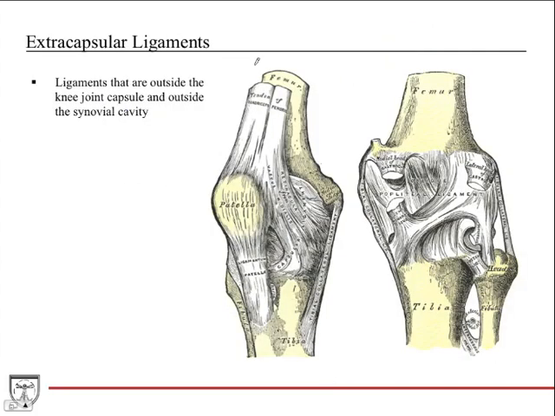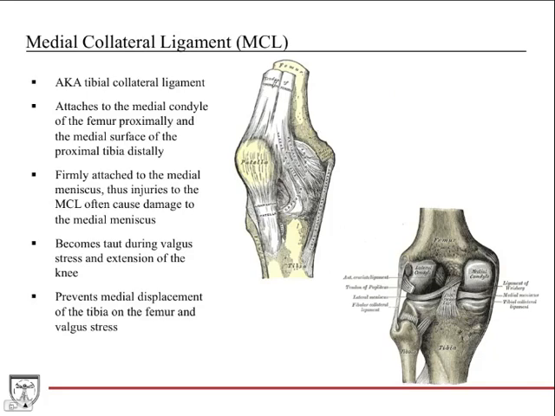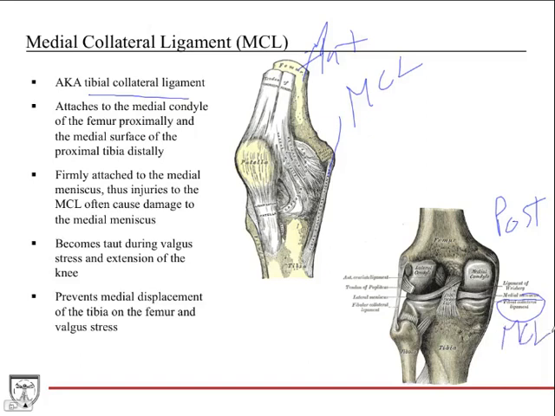So the extracapsular ligaments are ligaments that are outside the knee joint capsule, and they're outside the synovial cavity. So even this entire capsule of the knee, these ligaments are on the outer portion of that. First, the medial collateral ligament, or the MCL, also known as the tibial collateral ligament, because it attaches from the femur to the tibia. And as you can see right here, here's your MCL. This is an anterior view. There's a posterior view here. And then here's your MCL right here, tibial collateral ligament, or MCL, medial collateral ligament.